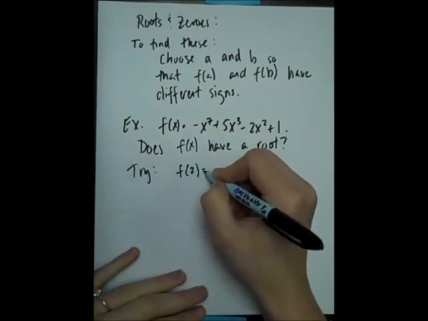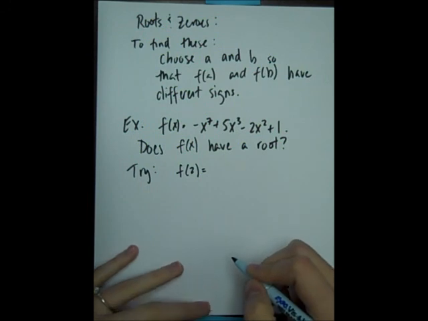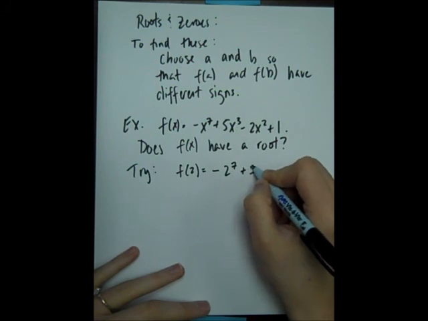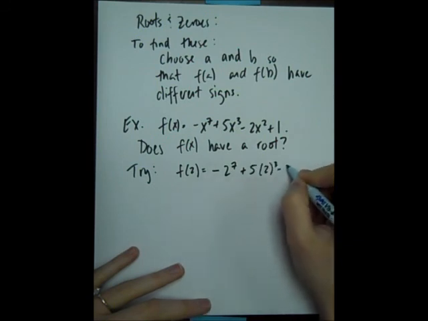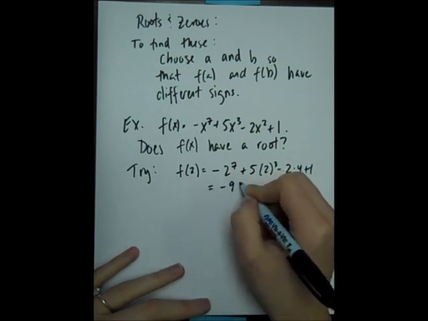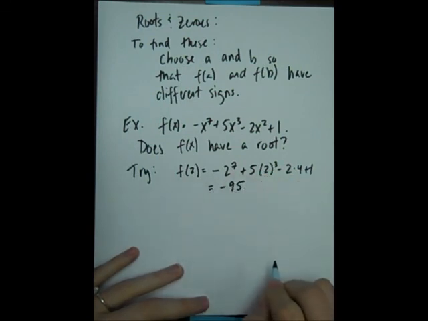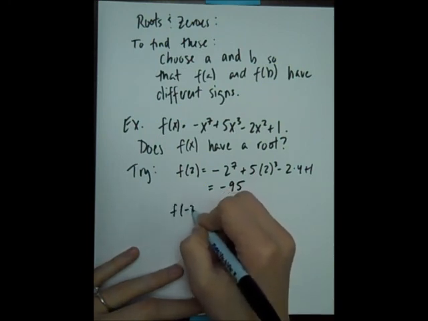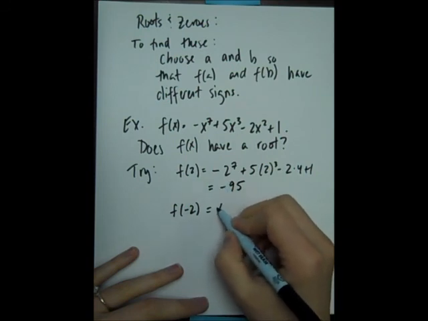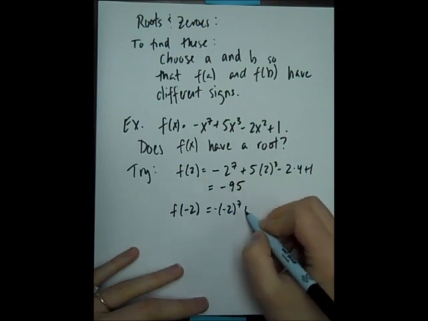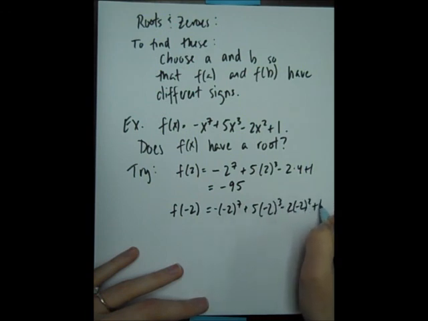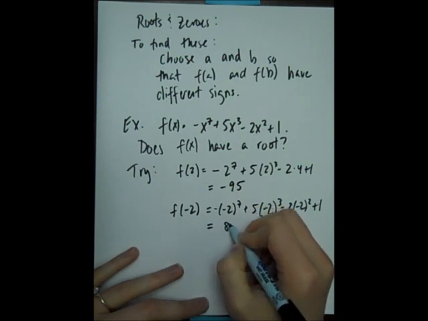What is f of 2? So f of 2 is going to be negative 2 to the 7th plus 5 times 2 cubed minus 2 times 4 plus 1, which I believe is negative 95. What about f of negative 2? F of negative 2 is negative times negative 2 to the 7th plus 5 times negative 2 cubed minus 2 times negative 2 squared plus 1, which was 81.